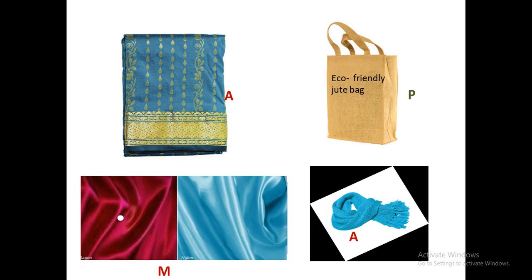The silk sari is labeled as A, right? It is an animal product. It is obtained from the silkworm. The next one, the eco-friendly jute bag. Jute is a plant. So the bag is a plant product, whereas the scarf is obtained from the wool of a sheep. So it is an animal product. Whereas the last one, synthetic cloth, is obtained from synthetic fibers. It is a man-made product. Okay, so I have labeled the synthetic cloth as M.